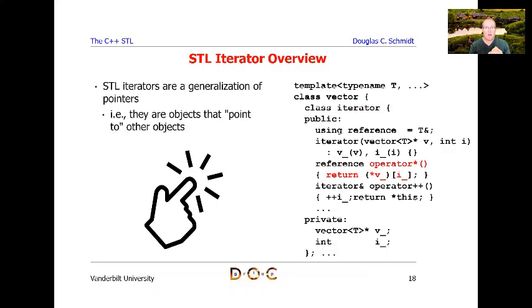You can think of an iterator as essentially being a generalization of the C and C++ concept of a pointer. So hopefully you're familiar with the concept of a pointer from a data structures course like 201 that we teach at Vanderbilt.